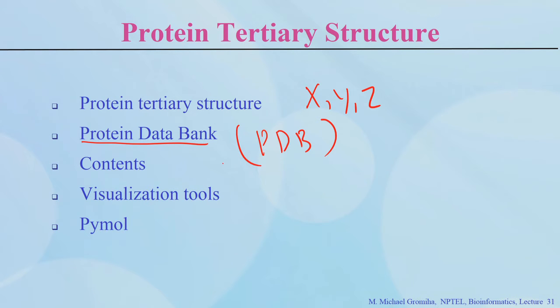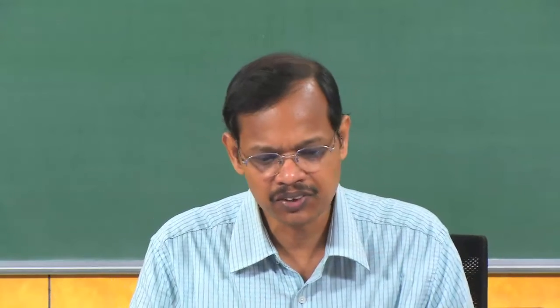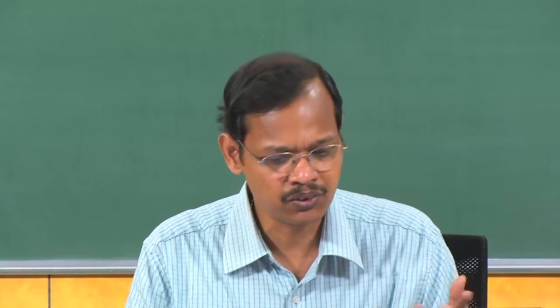So, what are the various contents in the PDB? You have the header information, the name of the protein and the resolution, the secondary structures, the sequence, and mainly the XYZ coordinates, along with the occupancy and the temperature factors, and heteroatoms, water molecules and so on.